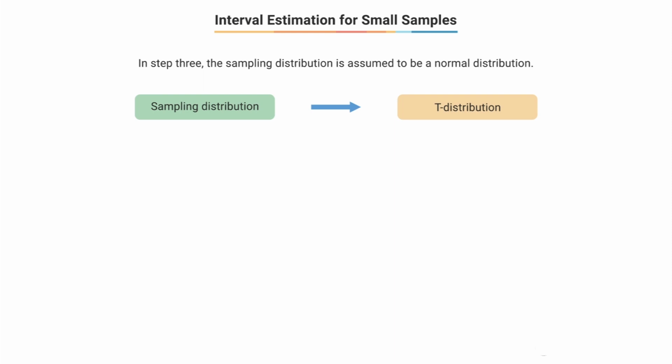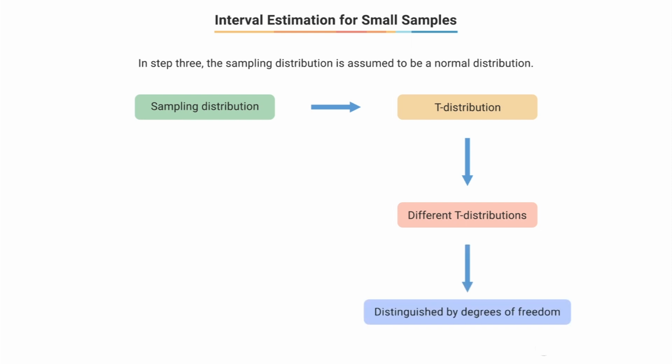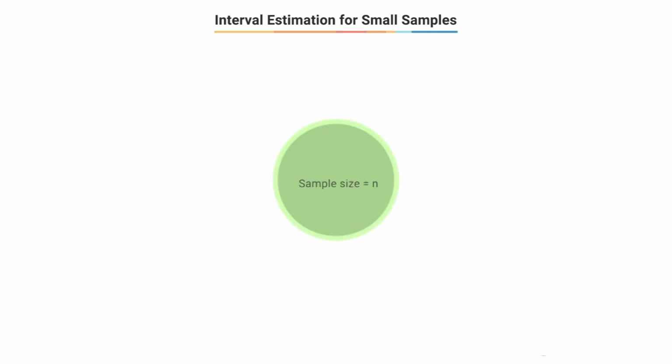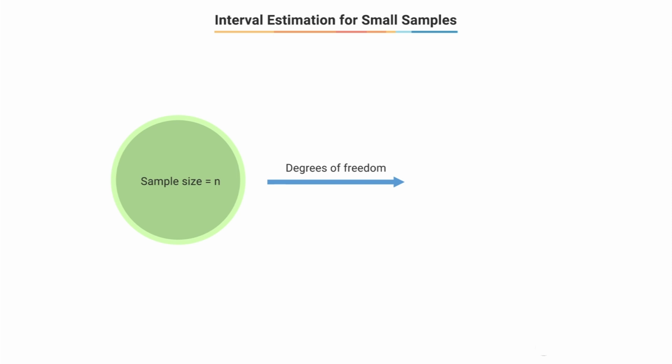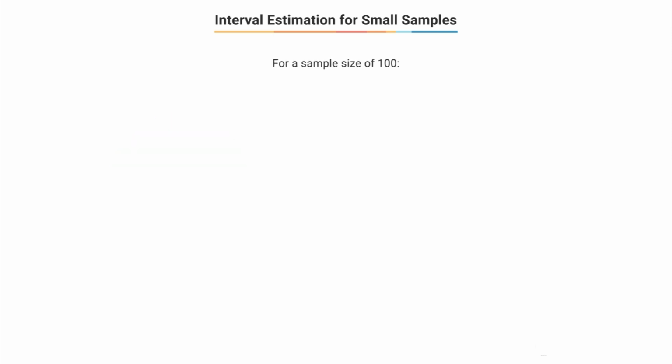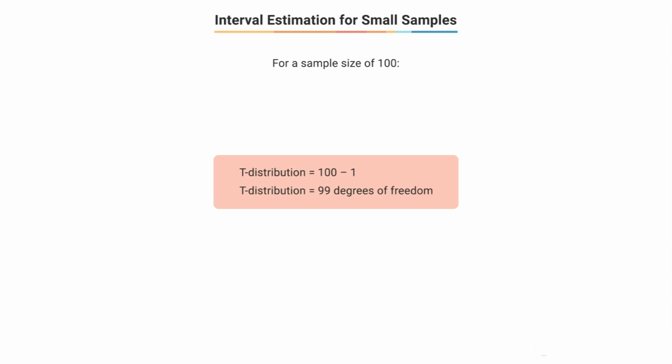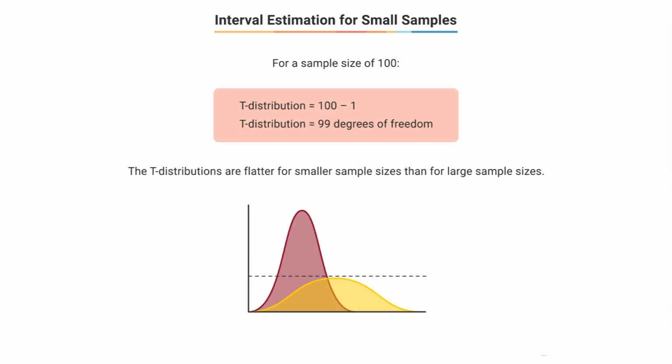t distribution. Now, like the normal distribution, there is an entire family of different t distributions. Each t distribution is distinguished by what statisticians call degrees of freedom, which are related to the sample size of the dataset. For a sample size of n, the degrees of freedom for the corresponding t distribution would be n minus 1. For example, for a sample size of 100, the t distribution would have 100 minus 1, that is 99 degrees of freedom, denoted t99. This is why for smaller sample sizes, the t distributions are flatter than for large sample sizes.